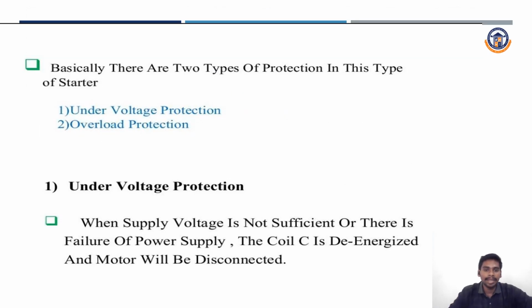Basically, there are two types of protection in this type of starter. One is under voltage protection, another one is overload protection. The first one is under voltage protection. When supply voltage is not sufficient, or there is failure of power supply, the coil C is de-energized and the motor will be disconnected. Because if the motor keeps rotating in the under voltage condition, the coil will be burned or it causes many damages. So the under voltage protection protects the motor in the under voltage condition.